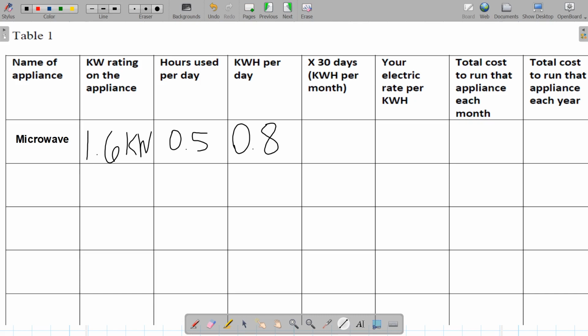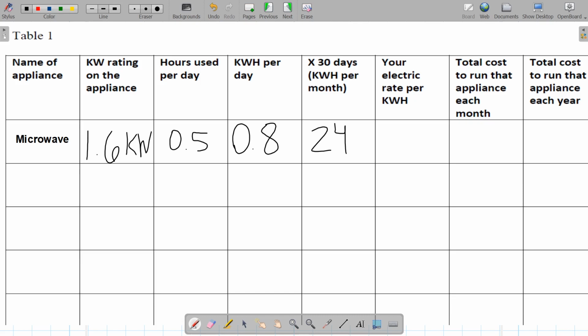If I want to know the total energy that I use in a month, all I would do is take this number right here and multiply by 30 because there are 30 days in a month. So 0.8 times 30 gives me 24. So that means I use 24 kilowatt hours of energy every month that I use my microwave.